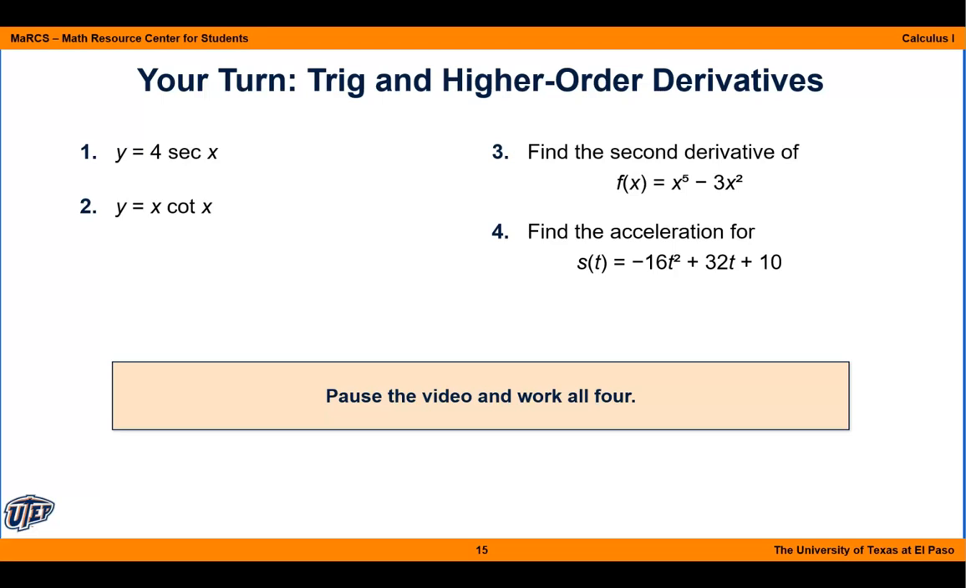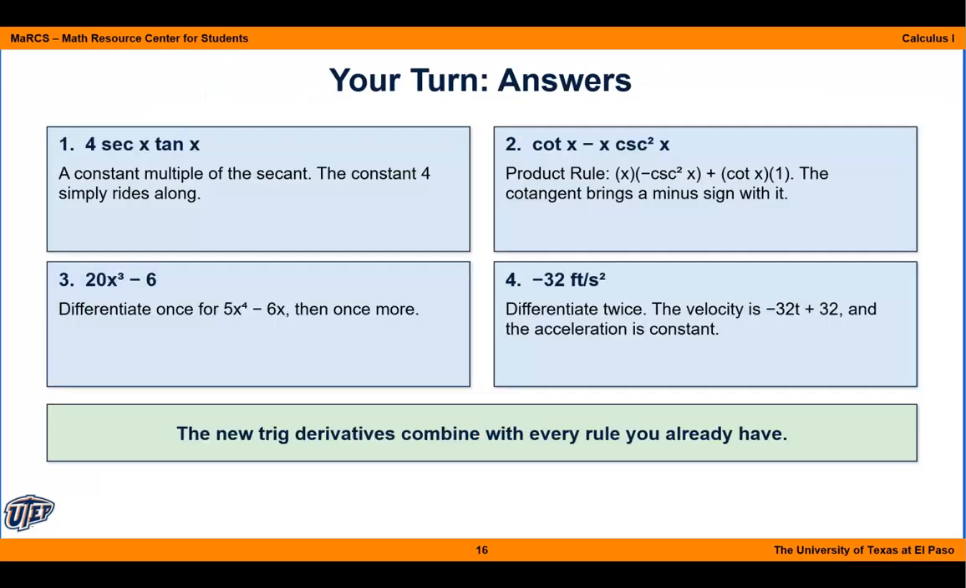Let's check the answers. For problem 1, the constant 4 remains in place while secant x is differentiated. y equals 4 secant of x, the derivative of this would be y prime is equal to 4 secant of x times tan of x. For problem 2, the product rule accounts for the change in both x and cotangent of x. y equals x cotangent of x gives us a derivative of y prime equal to cotangent of x minus x cosecant squared of x.